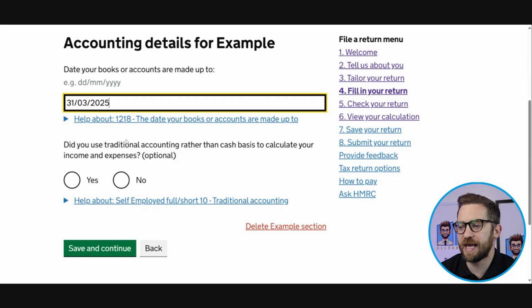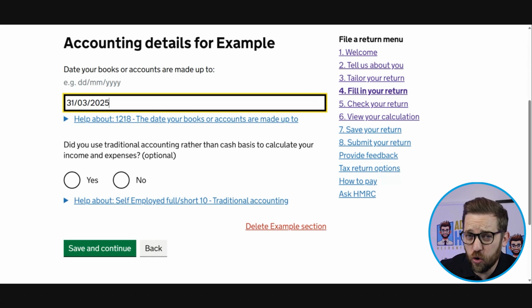Did you use traditional accounting rather than the cash basis to calculate your income and expenses? So if you've completed your tax return using this tool previously, I think this is one of the things that they've actually changed this year. They've flipped around the wording of this question. So it used to be, did you use the cash basis rather than traditional accounting? So they would kind of assume that you were doing traditional accounting rather than the cash basis. Now they're assuming that you're doing cash basis.